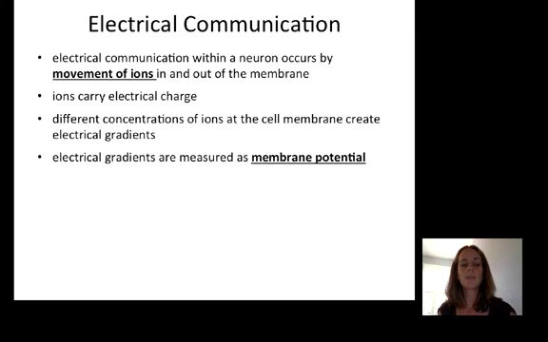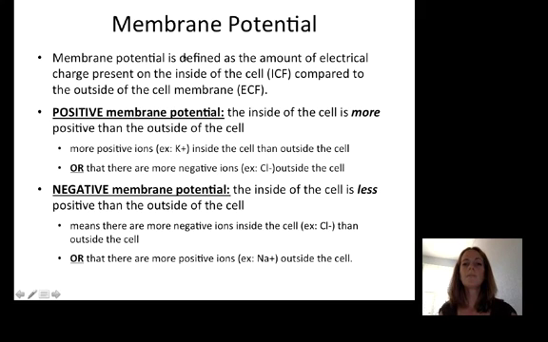So electrical communication within a neuron occurs by the movement of ions. These are charged molecules like sodium and potassium that are moved in and out of the cell membrane. So ions carry electrical charge because they are charged, and there are different concentrations of ions at the cell membrane creating electrical gradients. So electrical gradients are measured as something we call membrane potential. Membrane potential is defined as the amount of electrical charge that is present inside the cell compared to outside the cell. So let's draw this a little bit too.